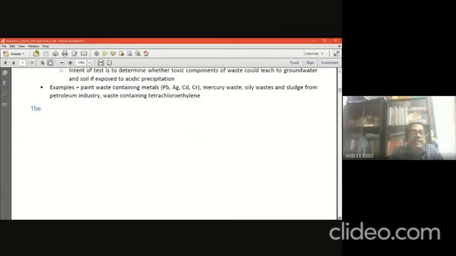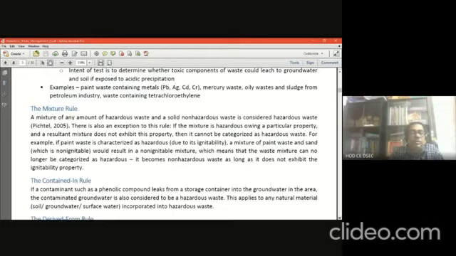paint waste and sand, which we know is non-ignitable, which is non-hazardous. So a mixture of paint and sand would result in a non-ignitable mixture, which means that the waste mixture can no longer be categorized as hazardous waste. It becomes non-hazardous waste as long as it does not exhibit the ignitability property.